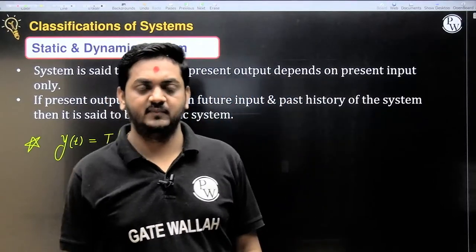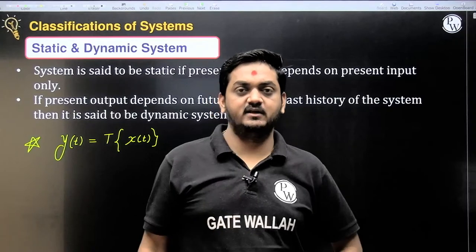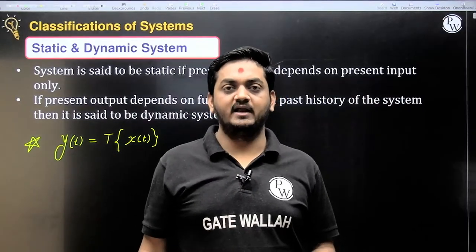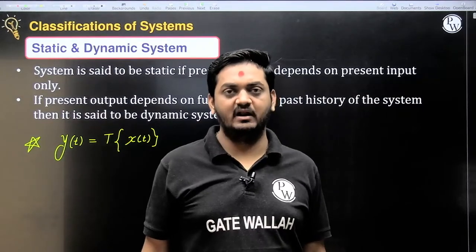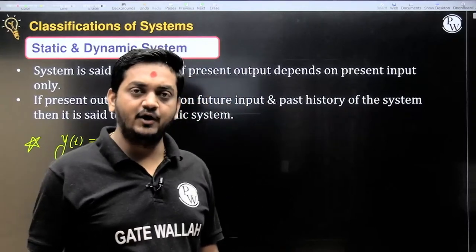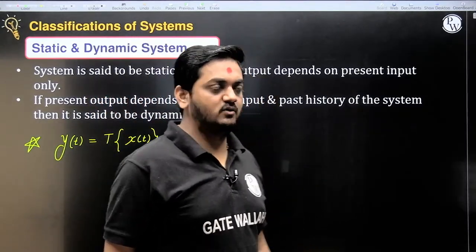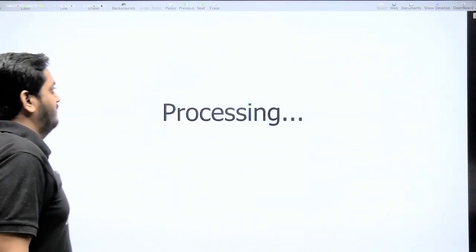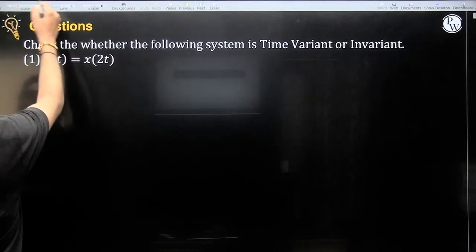In each and every case, like differentiation and integration also, because differentiation and integration are coming due to what? Inductor and capacitor, and inductor and capacitor are what? Memory storage elements or energy storage elements, correct? So remember this: any kind of operation performed on the independent variable t, the system is always dynamic, not static. For example, first check whether the given system is static or dynamic.